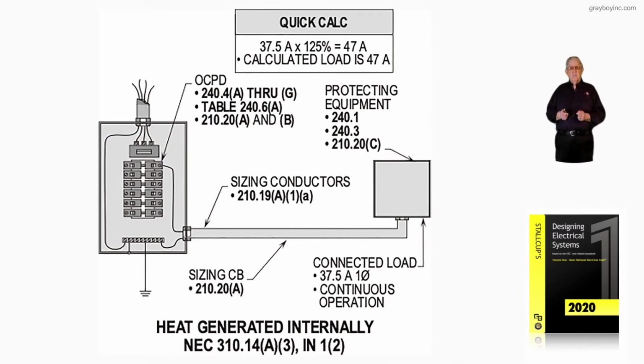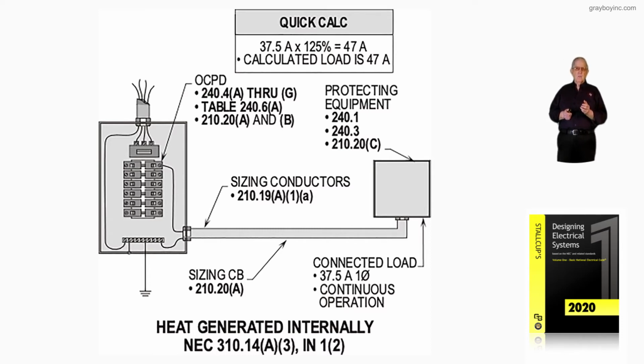Now this illustration illustrates heat generated internally due to the calculated load in accordance with NEC 310.14(A)(3), informational note 1, using this item number 2. Now, notice we have a connected load of 37.5 amp, single phase, and it's a continuous duty operational type load.